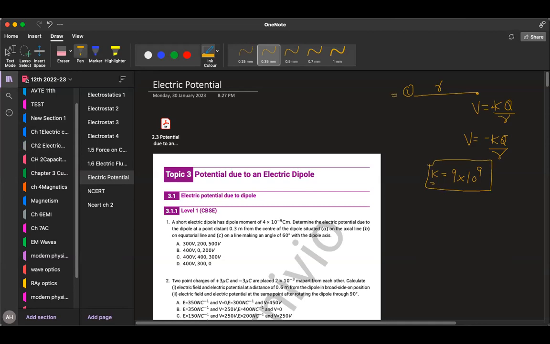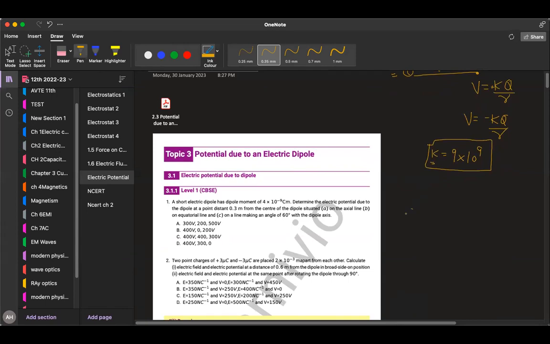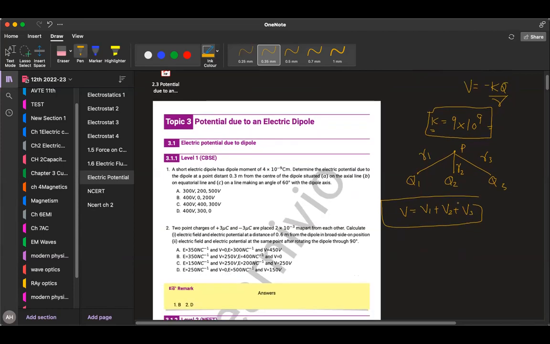So this is the expression for potential due to a point charge. If you have a number of point charges, let's say you have a charge Q1, Q2, Q3, and you want to calculate potential here, then you calculate potential due to the individual charges and add them up. Total potential will be V1 plus V2 plus V3. To calculate potential due to a single charge, the expression is kq by r, where k is this value, q is the charge, r is the separation. Potential is comparatively easy because potential is a scalar quantity. You don't need vector additions or subtractions to solve these problems.